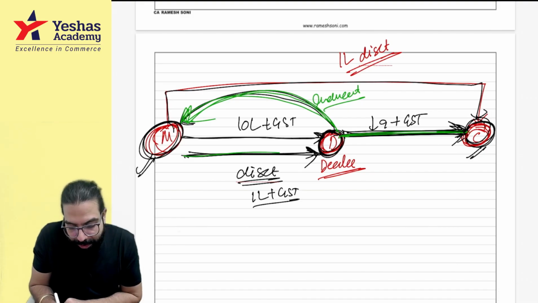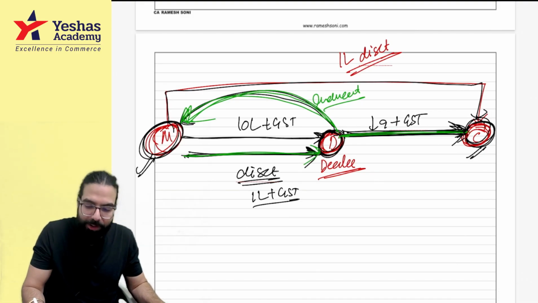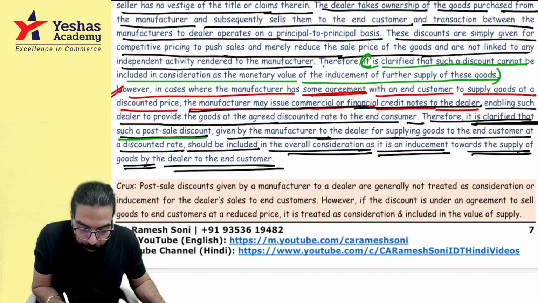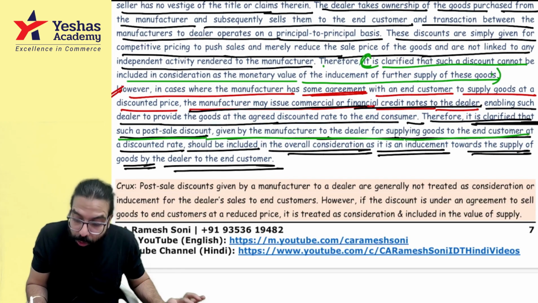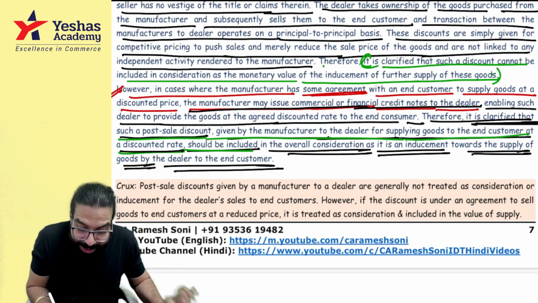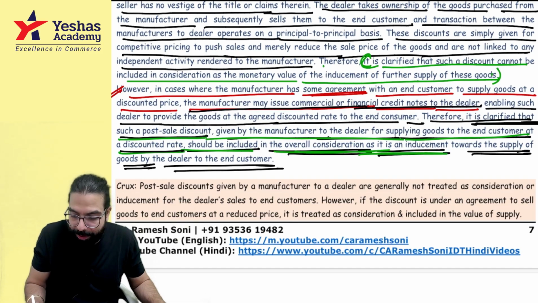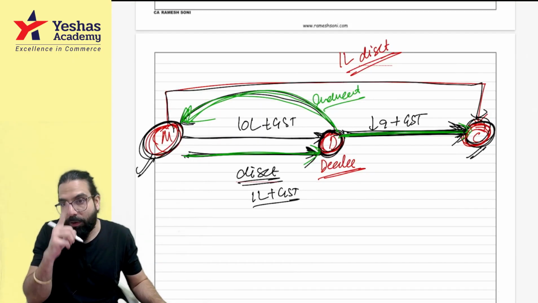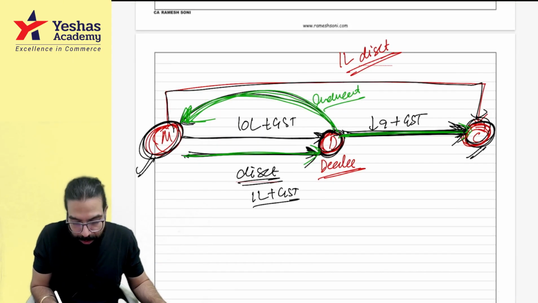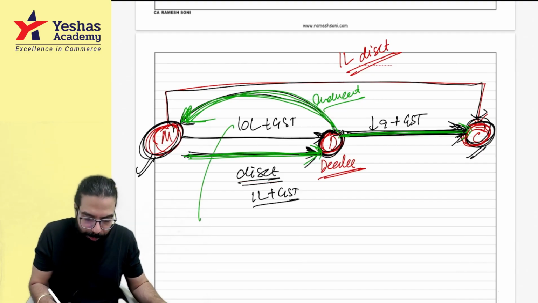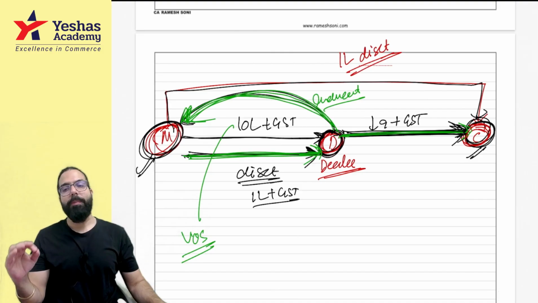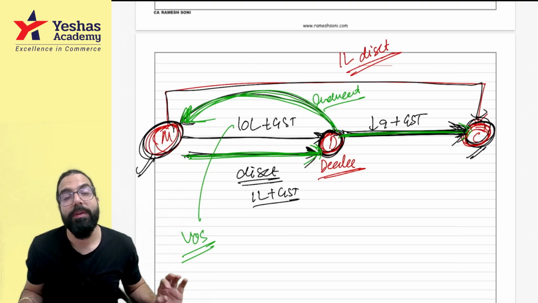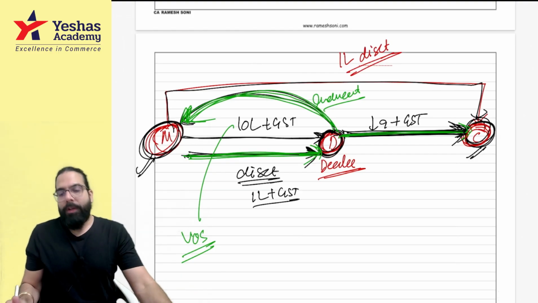My question to all of you, when he gives 1 lakh rupees, will GST come? So the clarification which was given is, everyone here, it is clarified: such post-sale discount given by the manufacturer to the dealer for supplying the goods to the end customer at a discounted price should be included in the overall consideration as it is inducement towards the supply of goods by the dealer to the customer. Hence, when the dealer is selling to the customer, can you tell me, this will be considered as inducement, and what will be the value of supply in this scenario? Will the value of supply be reduced, or will the value of supply be 10 lakh? The government simply clarified that the value of supply will be 10 lakh only. GST will come on 10 lakh only.